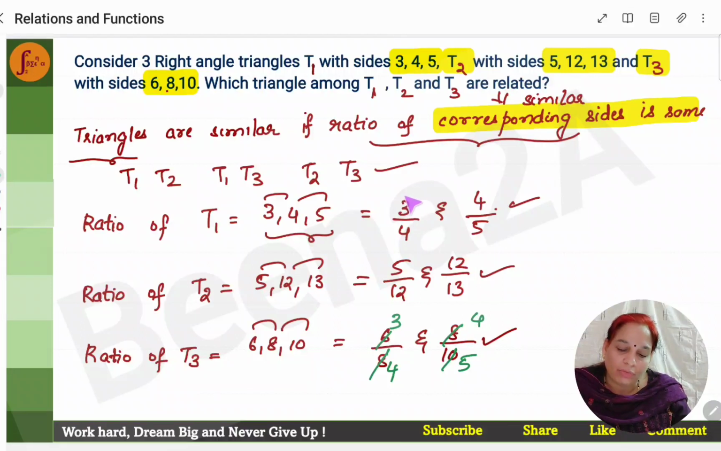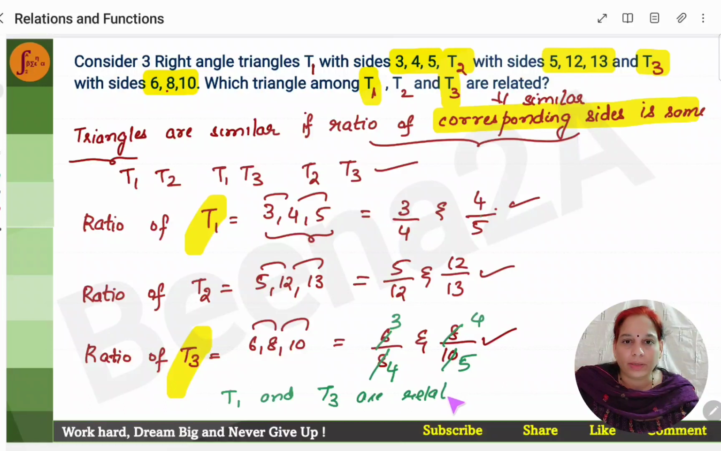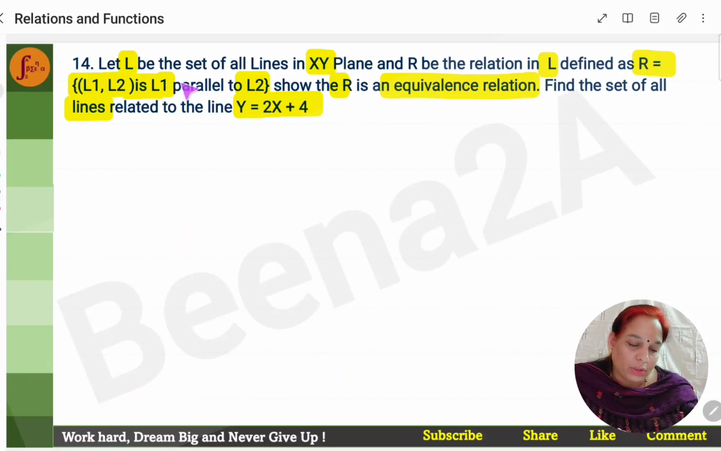So you have 3 by 4 here and 3 by 4, 4 by 5 and 4 by 5. Therefore, triangle T1 and triangle T3 are similar. So we'll say T1 and T3 are related. Now let's go to the next problem.